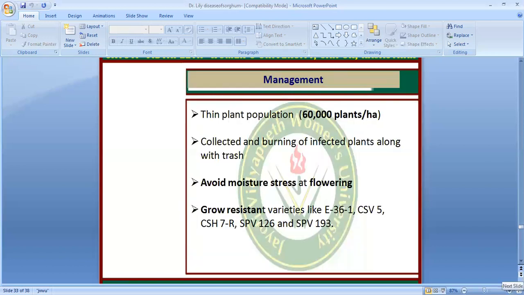How do we manage this? We thin the plant population. The number of plants per hectare should be 60,000 only. Then we collect and burn the infected plants along with the trash. We should avoid moisture stress at the time of flowering. Resistant varieties like E361, CSV5, CSH7R, SPB126, and SPB193 can be grown.